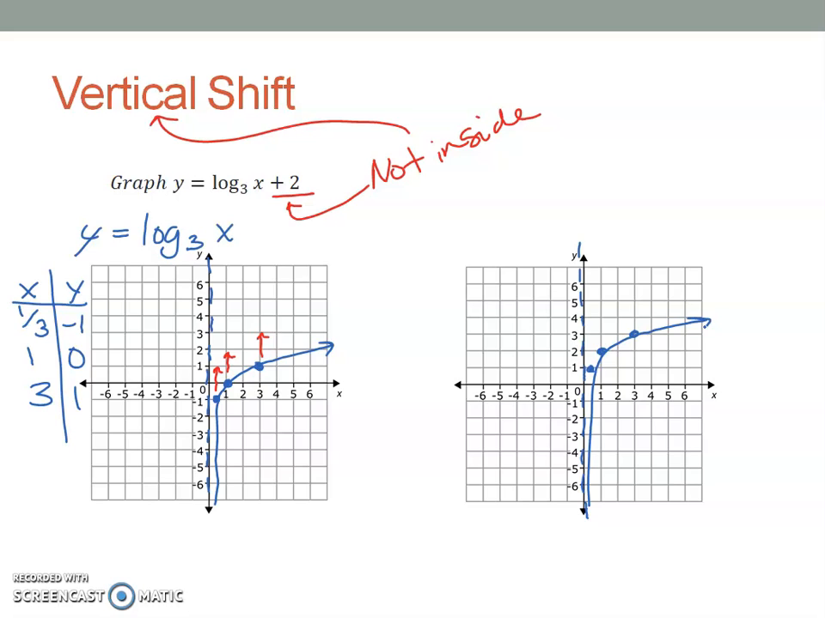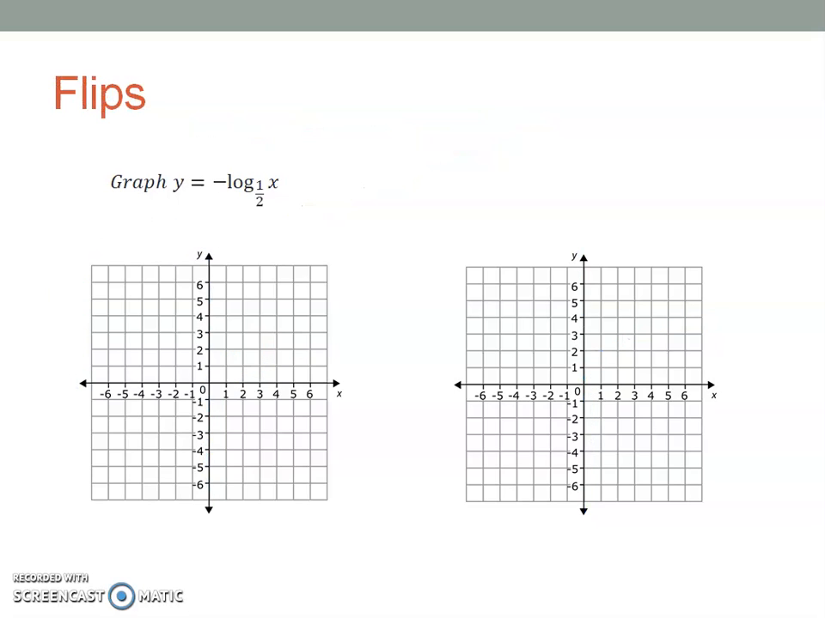Okay, so that's an example of what a vertical shift will look like. Next, we've got our flips. Remember, negatives are what cause our flips. Okay, so the fact that that is negative right there, that's what tells me that it's going to flip.